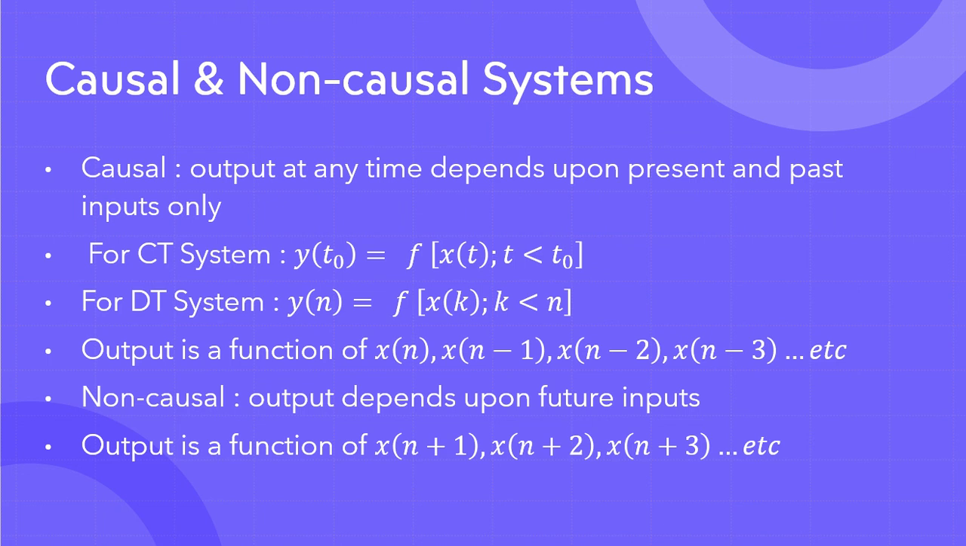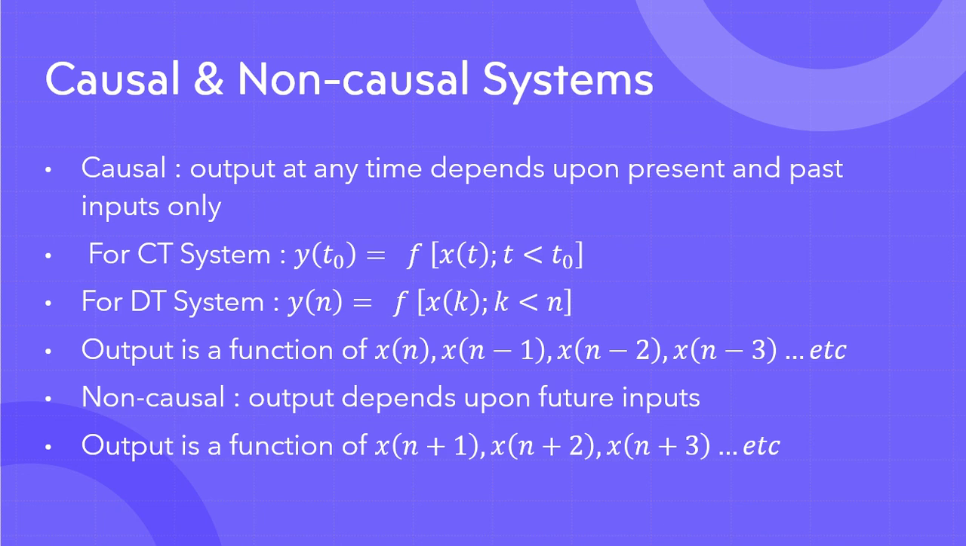Output at time t0 is depending on the inputs before t0, right? And what happens for discrete time systems? Again, for a discrete time system, how do we define the condition for causality? So y of n is equal to f of x of k, where k is less than n. Okay. So the output is a function of x of n, then x of n minus 1, x of n minus 2, x of n minus 3, and so on. So that will be the output for a causal system.